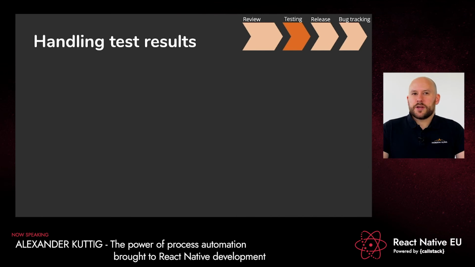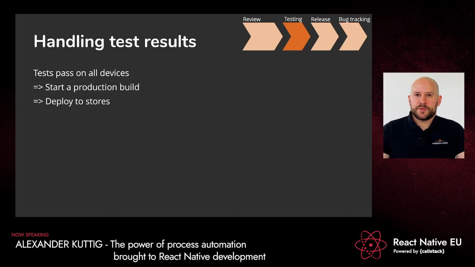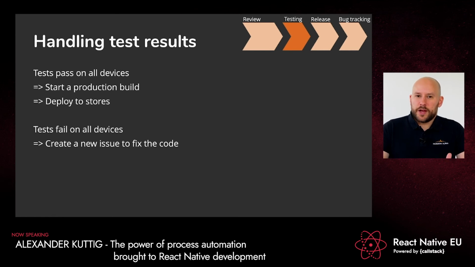And the next interesting question is how to handle the test results. There are 2 easy cases. The first one is the tests pass on all devices. So easy, we start a production build and we deploy to the stores. The second case is easy as well. The tests fail on all devices. That means we have some kind of error in our tests or in our code, so we have to have a look at this, make a fix, and try again.